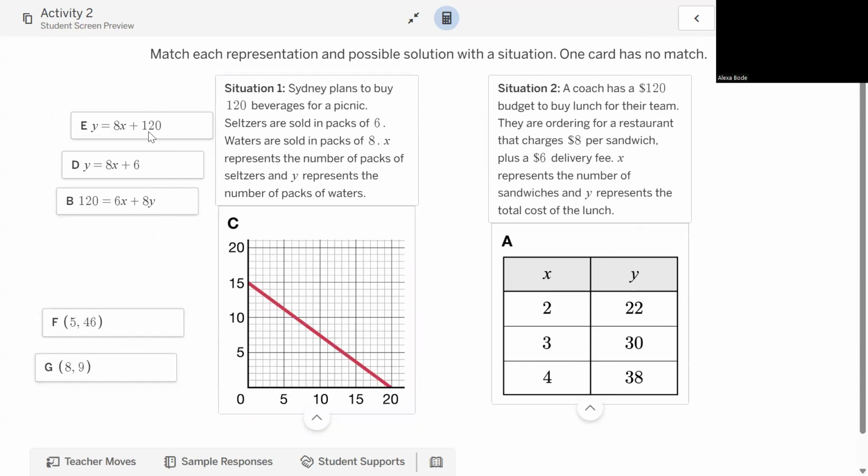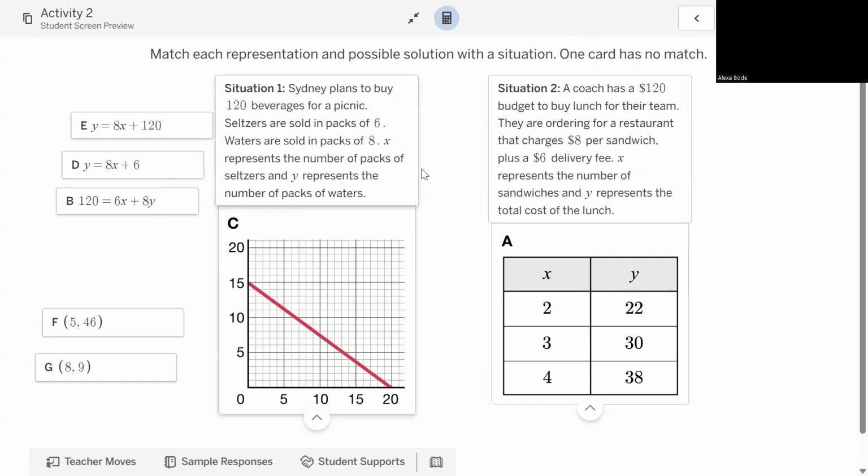Okay. I want to do these equations with you guys. There are 3 equations here. Only one of them belongs to each, because it says here one card has no match.